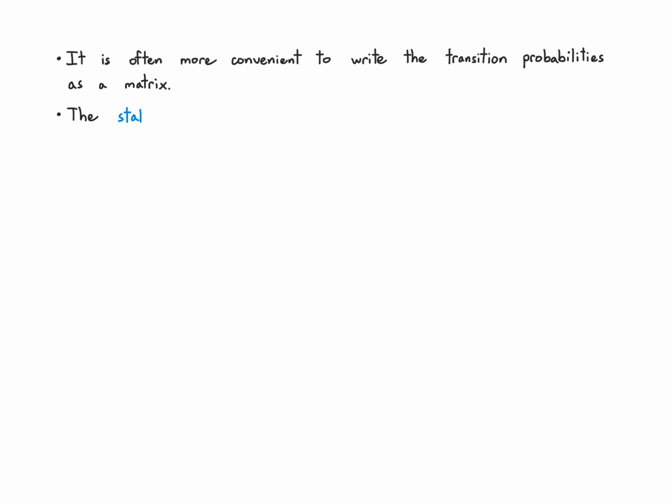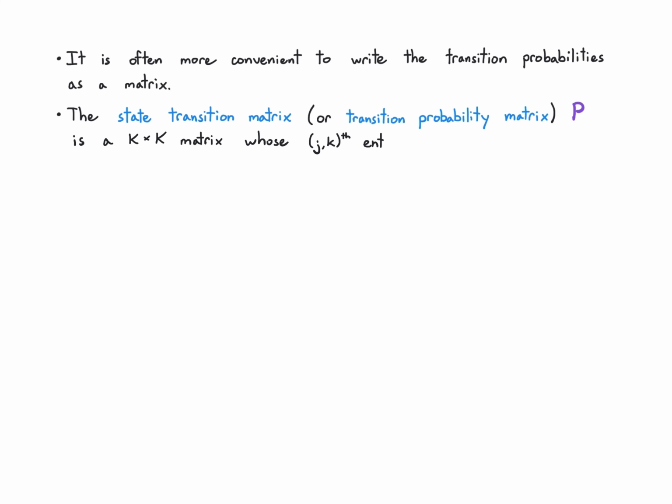All right, it's often more convenient for us to write these transition probabilities as a matrix. Okay, so we could write a big list of probabilities, but it's more compact to write as a matrix and it's easier for operations. So the state transition matrix, or transition probability matrix, you'll see that used as well, is written as this capital P. It's a k by k matrix whose jkth entry is pjk. Okay, so it's a big matrix. The first row has index 1, the second row has index 2, and the last row has index capital K.